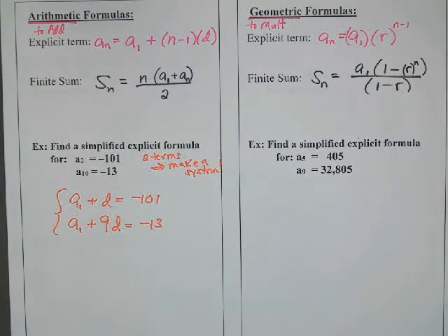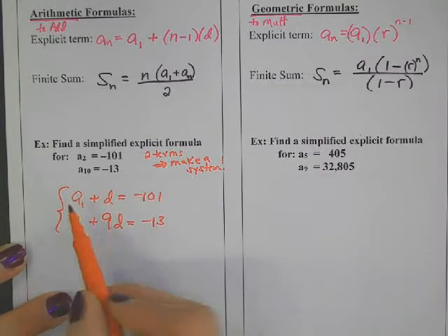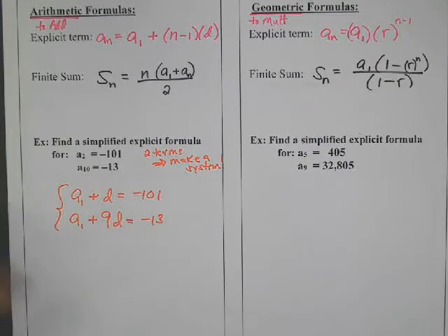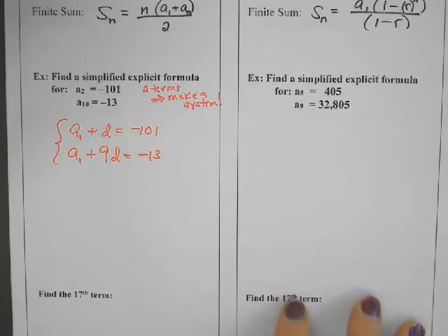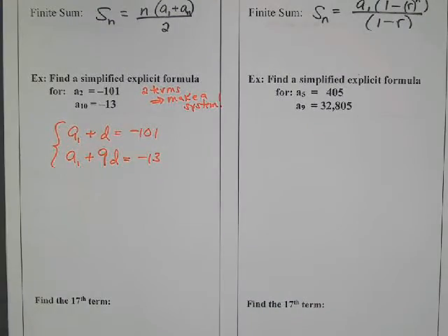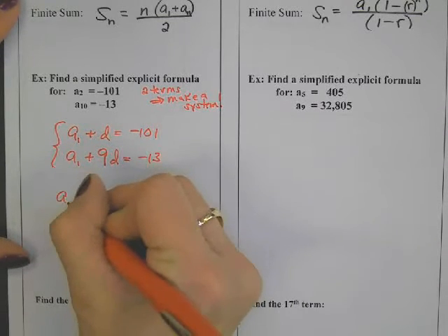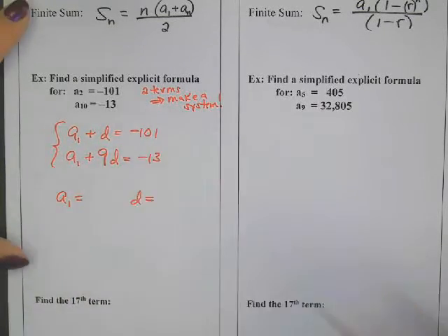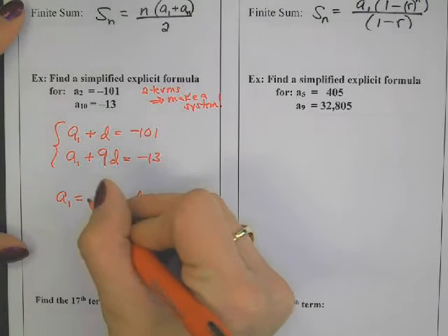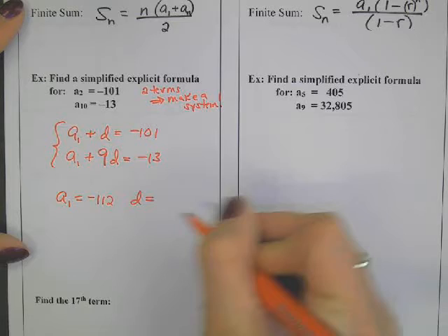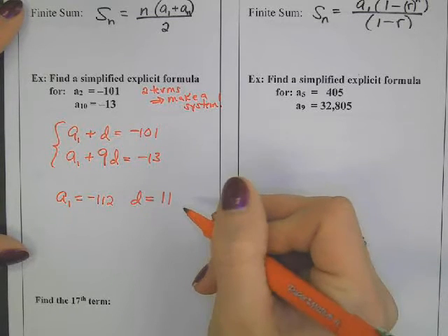And so you've just made a system. Now it's time to solve that system. You could do elimination, multiplying everything here by negative. You can use your program. However you want, please solve this arithmetic system. And so what we're looking for here is a sub 1 and d. So I hope you can solve this. A sub 1 is negative 112, and d is 11.